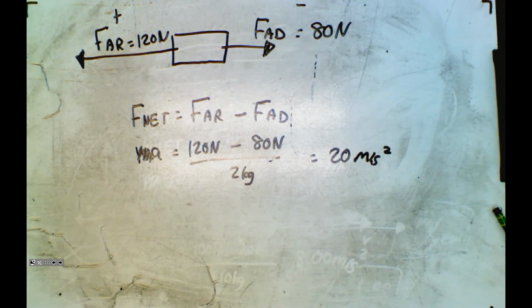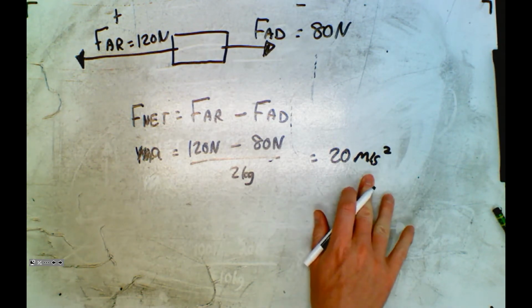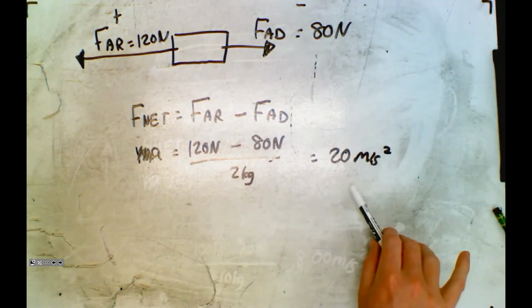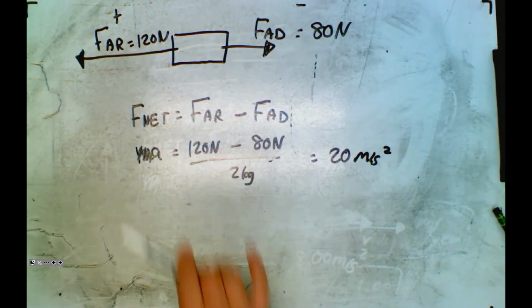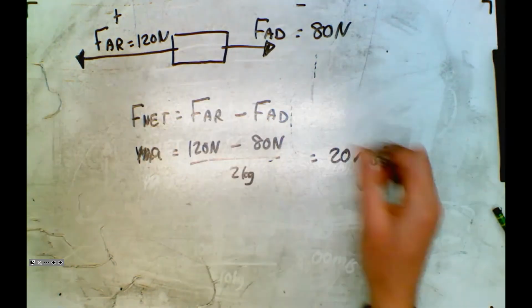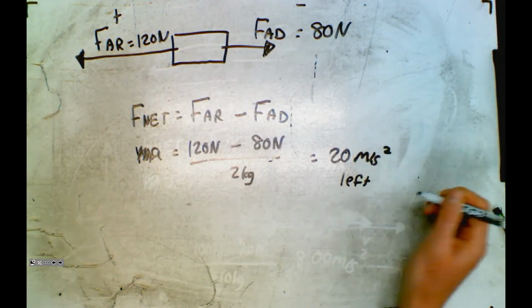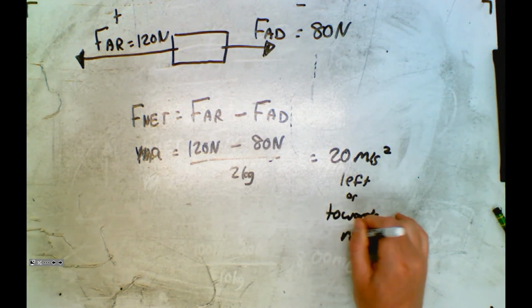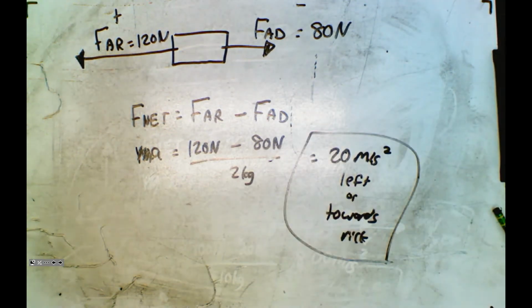Is that the right number of sig digs? No, we have 1 sig dig. Oops, that's a typo. It should be 2 sig digs. But anyways, you also need a direction because it's not asking for the magnitude. Rick is to the left, so you could either put to the left or you could put towards Rick, which would be the best way to answer that question. And that's how you do that.